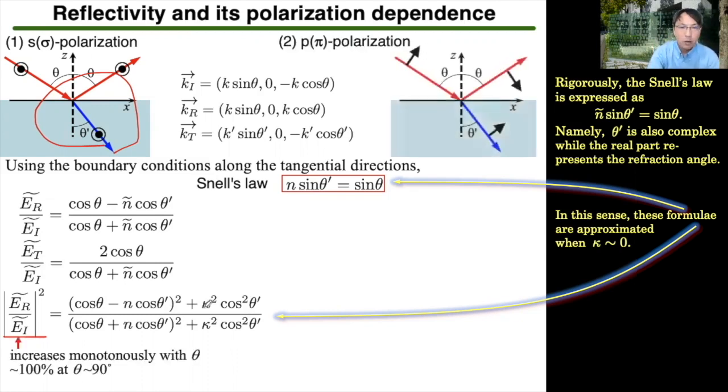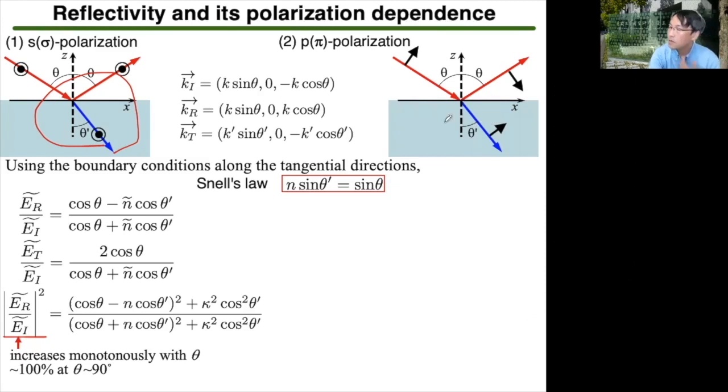For the P or pi polarization, the electric field of the light is not perpendicular to the z-axis as well as the surface normal. I forgot to say, but this plane is the scattering plane. So you can notice that for the S polarization, the electric field is perpendicular to the scattering plane. In the case of the P polarization, the electric field of the light is within the scattering plane.